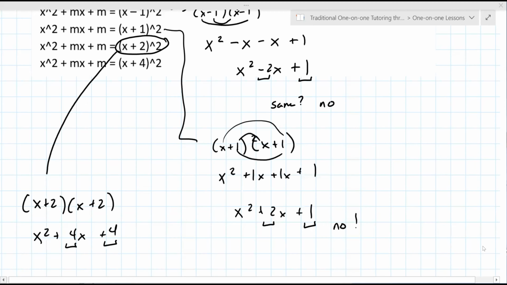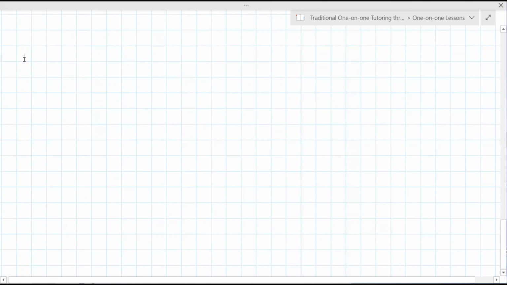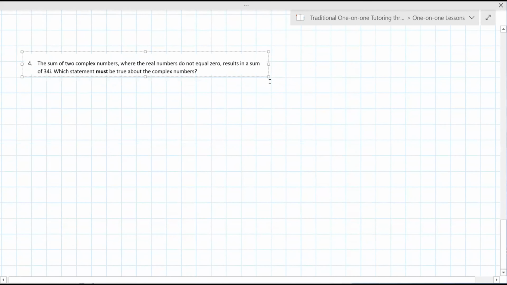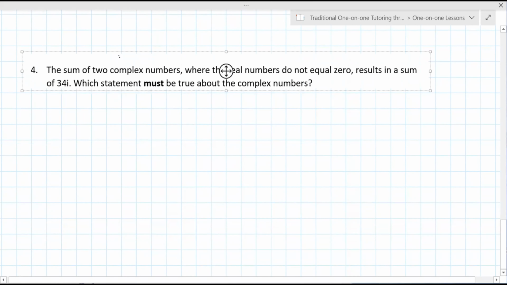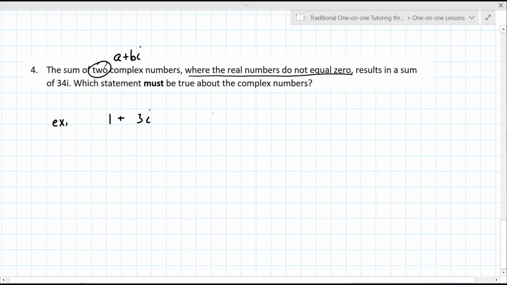Okay, so let's look at the next question here. It says the sum of two complex numbers. So a complex number means a plus bi, and an example would be like 1 plus 3i. That's a complex number. Where the real numbers do not equal zero. So they're saying this first number can't be zero, okay? But there's two of them. So it's like 2 plus 31i, okay?